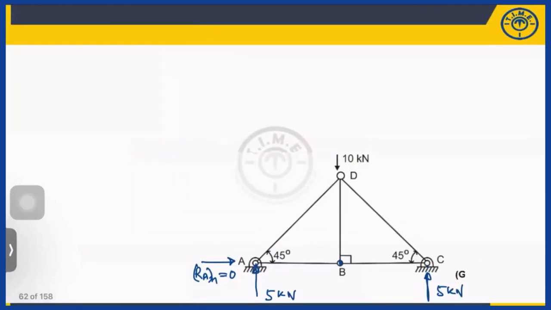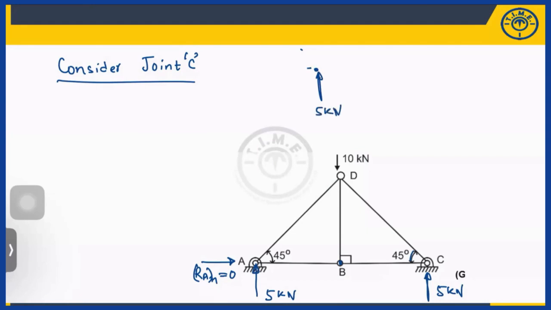That means you have to calculate the force in this member. Then what will you do? You will consider joint C. This one is joint C. This angle is 45 degrees. Let us suppose this is 5 kilonewton, and this is the force in member BC. Let us suppose this is the force in member CD, and this is 45 degrees. Okay, what will you do?